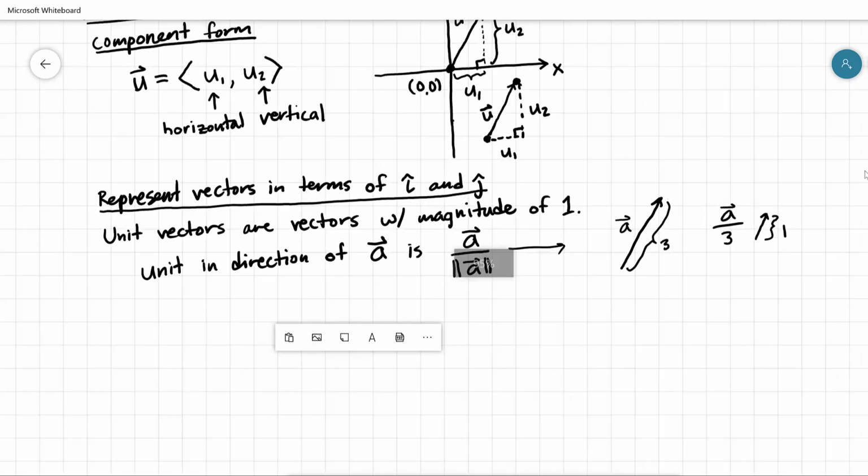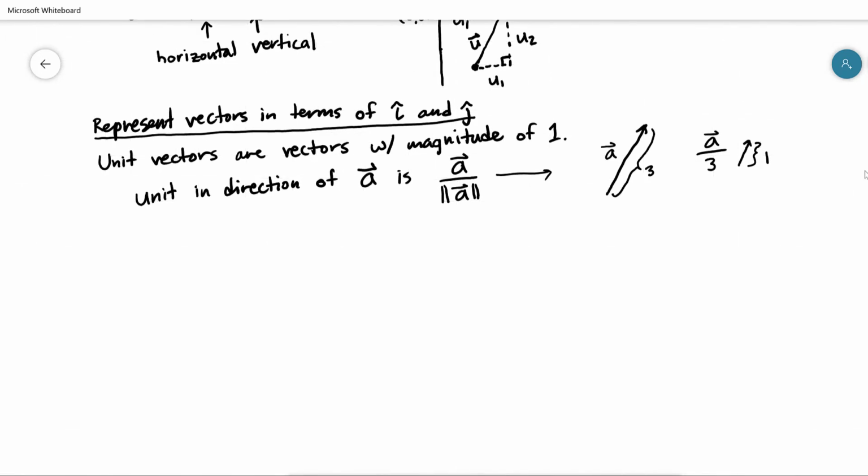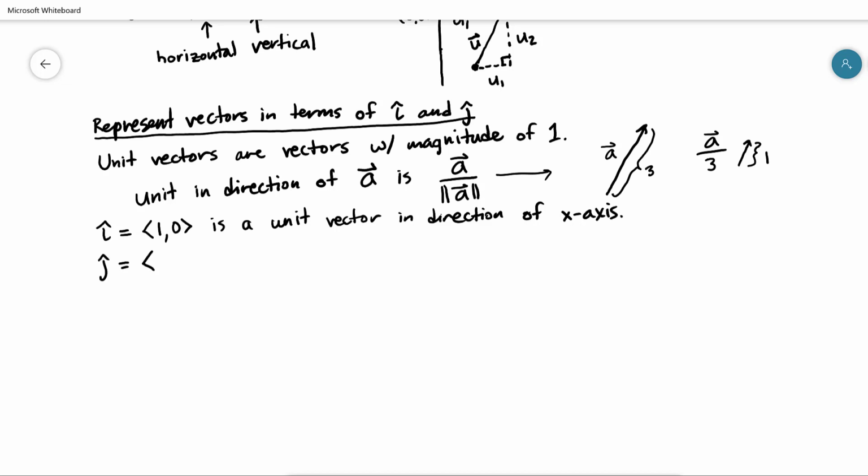So i hat and j hat are two particularly important unit vectors. So i hat is the vector, writing it in the notation that we used before, that looks like (1, 0). So it's basically a unit vector. You can tell it has a length of 1 by just using the distance formula on this thing. We'll talk about that down the line. In the direction of the x-axis. And j hat is going to be the vector (0, 1). So it is a unit vector in the direction of the y-axis.